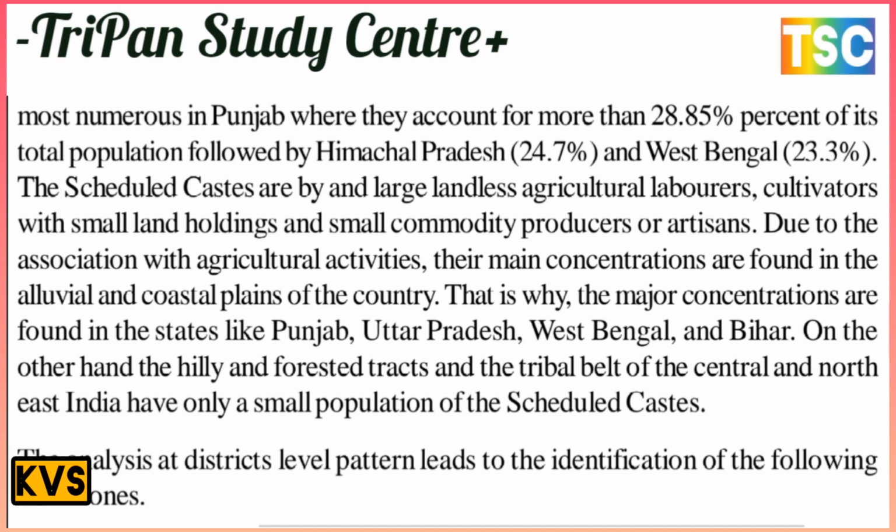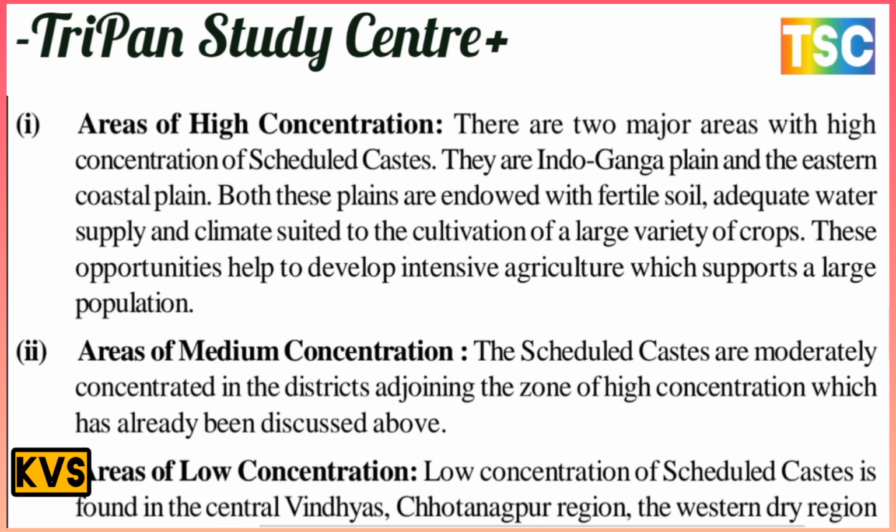This is most important here. The analysis of the district level pattern leads to the identification of the following three zones. Let's see the three zones here. The first zone is the area of high concentration. There are two major areas with a high concentration of scheduled castes.